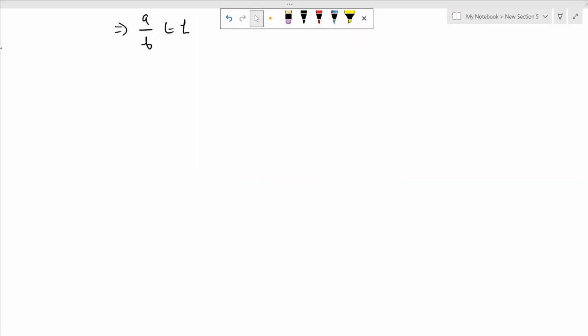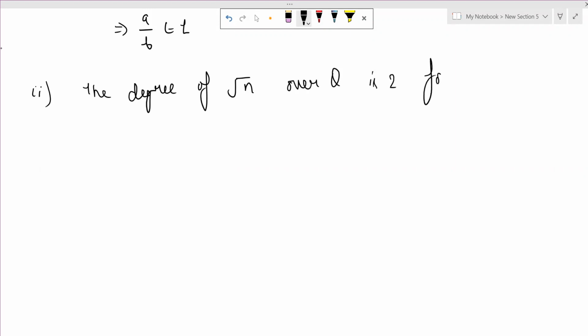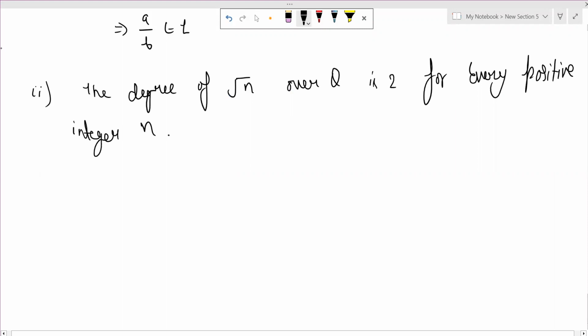The second part of this question: the degree of root n over Q is 2 for every positive integer n. Is this true or not? Not true. Not false. So what is an example for that?